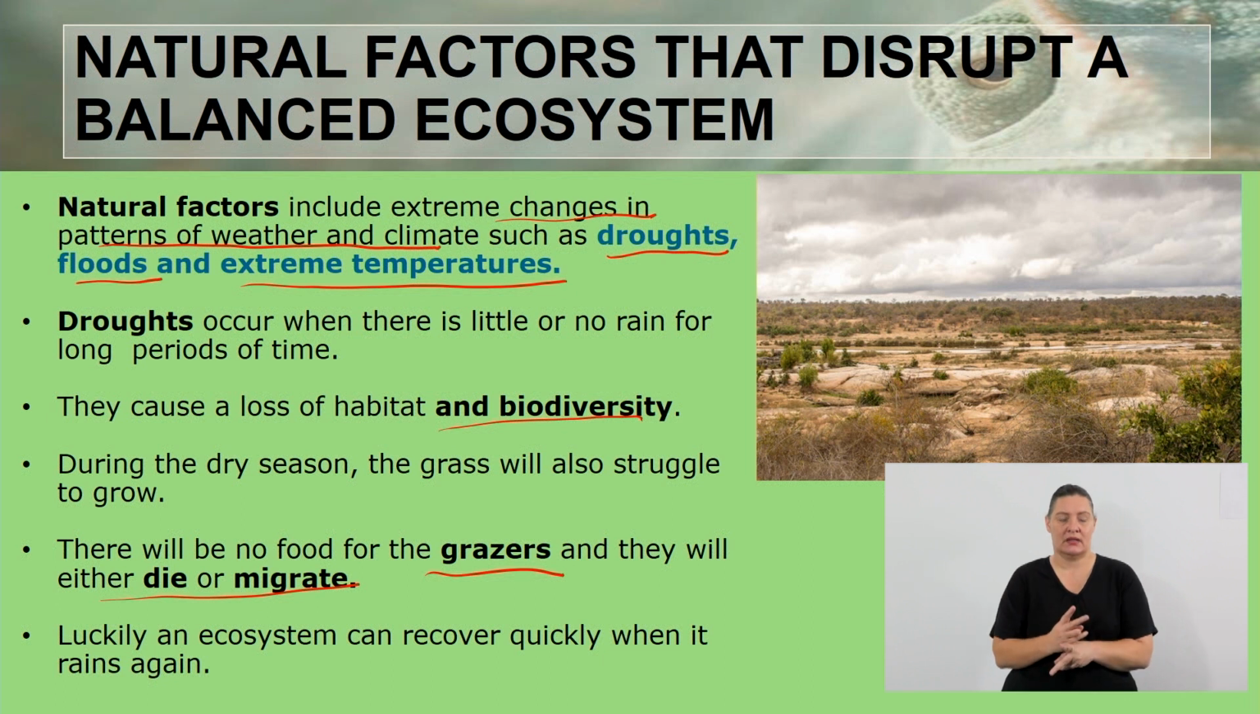So the picture here is an area that is experiencing drought. As you can see, we don't have a lot of vegetation because there hasn't been much rain, and as a result, plants cannot photosynthesize and grow.